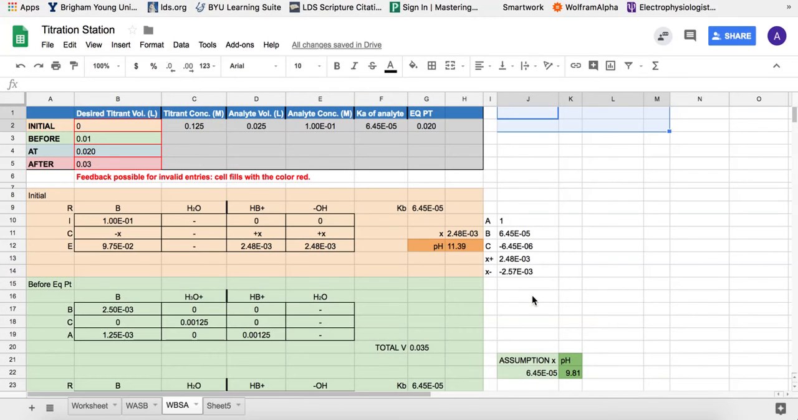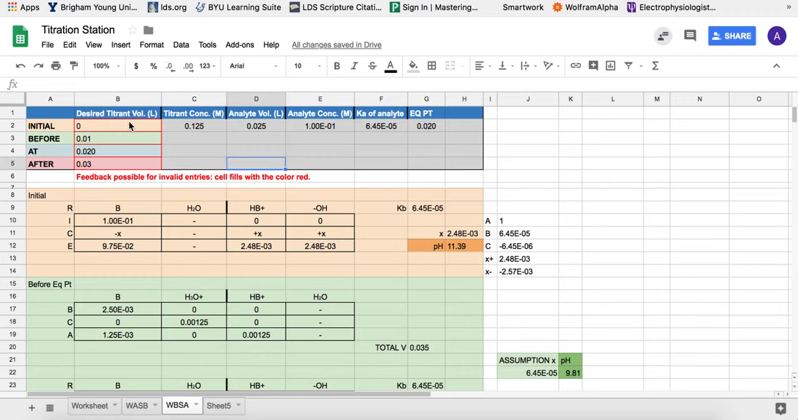Now what I'm going to do is take you guys over here. This is a program that I made in order to help myself be able to answer any titration problem you guys ever ask me about. I can just kind of cheat and plug in these values and find the pH.